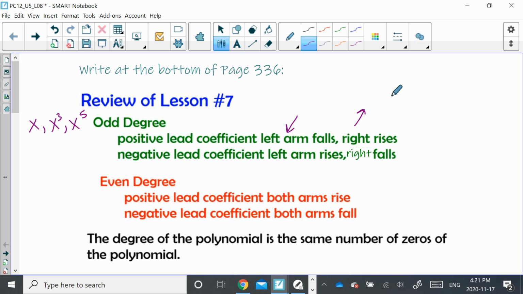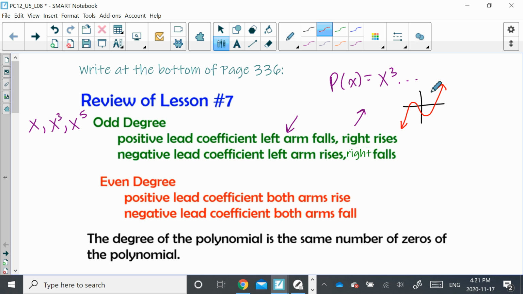For an example, a polynomial that's an odd degree with a positive leading coefficient would be something like p of x is equal to x cubed, and then I could have some more terms there. But what this polynomial would look like, this is an odd degree, and there's a 1 here. So it's an odd degree, positive leading coefficient. The left arm falls, and the right arm rises, okay?